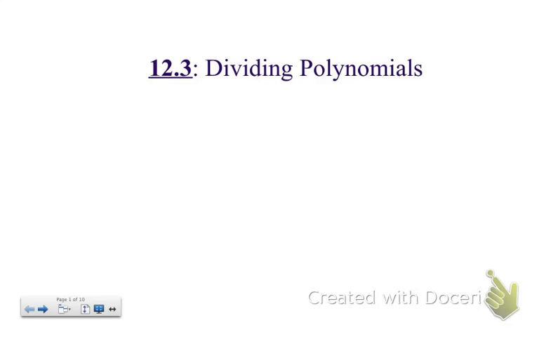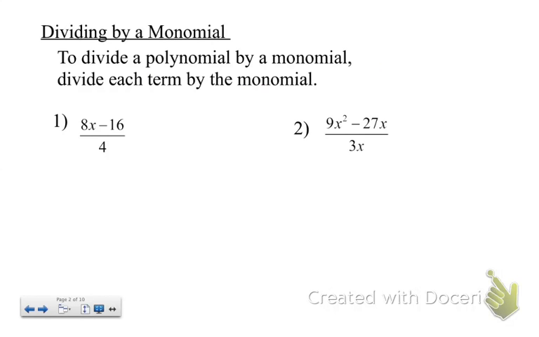This is section 12.3, dividing polynomials. And this is the simplification method, not long division. Okay, so when you're dividing by a monomial, remember that means one term, you're just going to divide each term by the monomial.